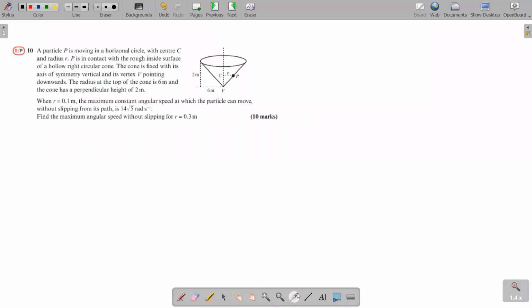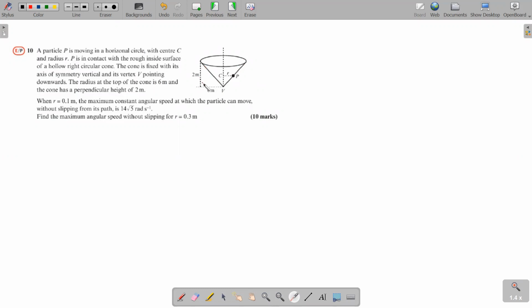Now let's move on to question number 10. A particle P is moving in a horizontal circle with center C and radius r. P is in contact with the rough inside surface of a hollow right circular cone. Can you see? You have a cone, and the particle is inside the cone. So now our main shape is a cone. The cone is fixed with its axis of symmetry vertical and its vertex pointing downward. The radius at the top of the cone is 6 meters, and the cone has a perpendicular height of 2 meters.